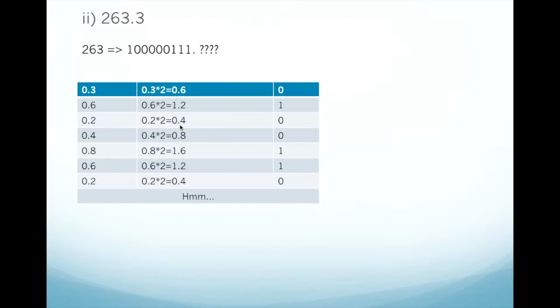0.4 times 2 is 0.8. 0 there, 0.8 there. 0.8 times 2 is 1.6. 1 here, 0.6 there. 0.6 times 2 equals 1.2. 1 goes here, 0.2 goes there. 0.2 times 2 is 0.4. 0 goes here. And then, as you can see, you got somewhat of a pattern. In this row, you have your 1.2. In this row, you're going to have your 1.2. So you can kind of see that this answer is just going to keep repeating.